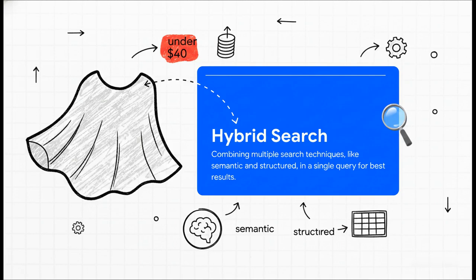This is the reality for most modern applications. A user wants to find a flowy summer top. That's a semantic, meaning-based query, but they also want one that is red and under $40, and those are structured filters. The very best systems out there combine all of these approaches into a single, powerful query to get the most relevant results possible.